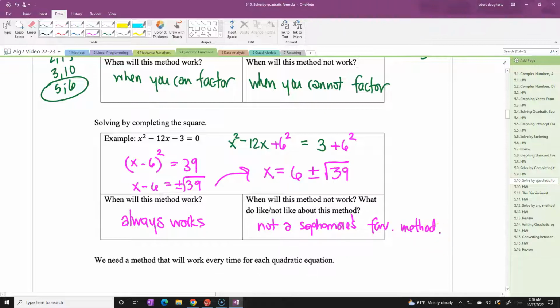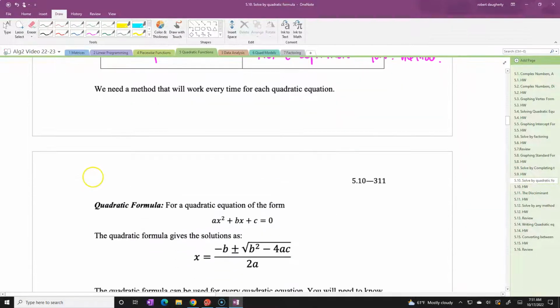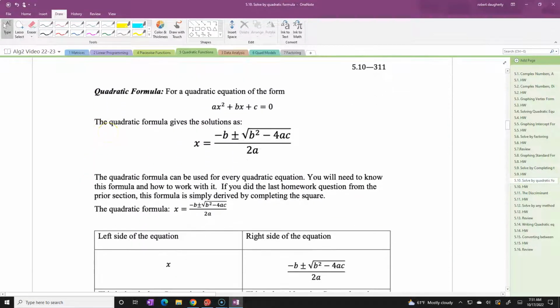This one was sort of a straightforward problem, but a lot of times you get complex numbers, you get fractions. The arithmetic and the algebra can get a little bit bogged down in doing this method, but it will work every time. We have another method that will work every time.